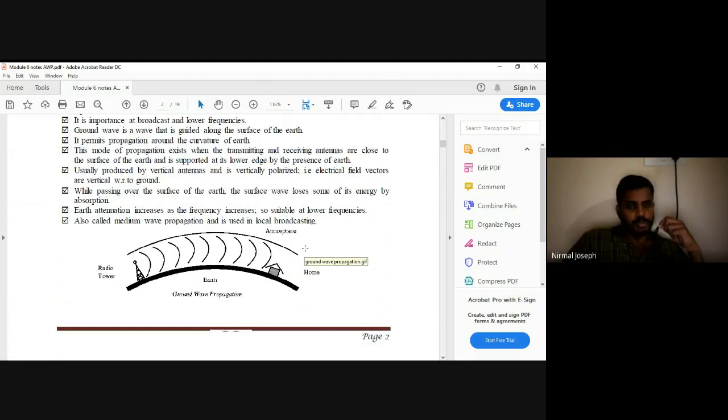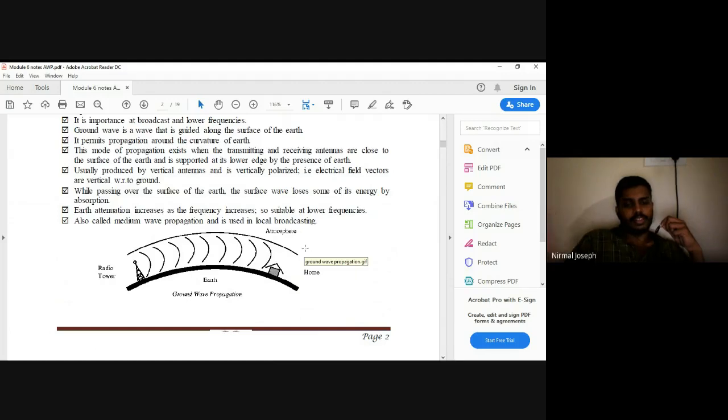And this mode of propagation exists when the transmitting and receiving antennas are close to the surface of Earth and is supported at its lower edge by the presence of earth. So that is just the basic thing only.